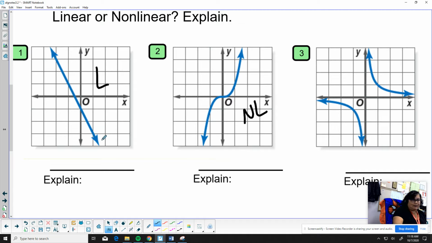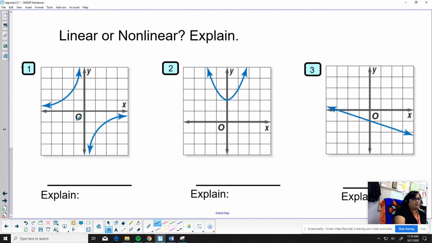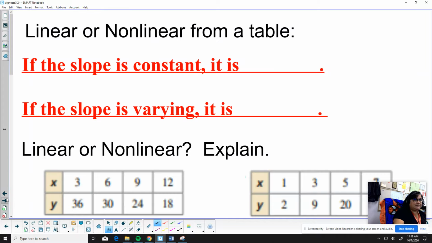We've got a straight line on number 1, and we've got a curve on number 2. Number 3 is also nonlinear. We've got 2 curves there. Number 4 is a parabola, so it's nonlinear, and the last one is linear, a straight line. I hope you think the images are easy.